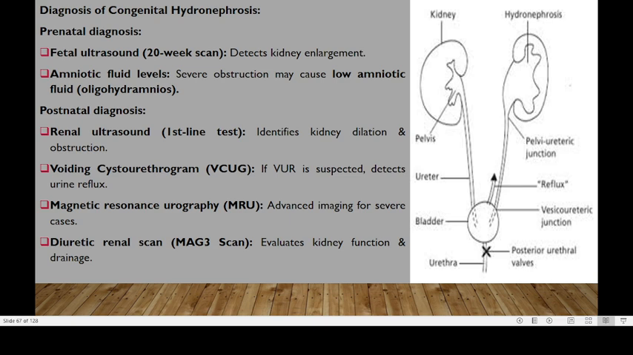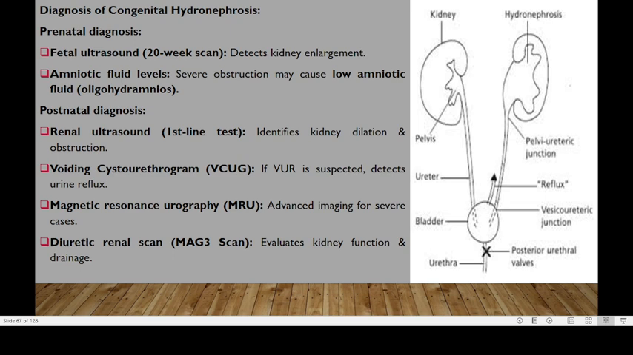How do you diagnose prenatally? We could do fetal ultrasound around the 20th week scan. This one can help detect kidney enlargement. Could do amniotic fluid levels. For a severe obstruction, it might lead to low amniotic fluid, that is oligohydramnios.